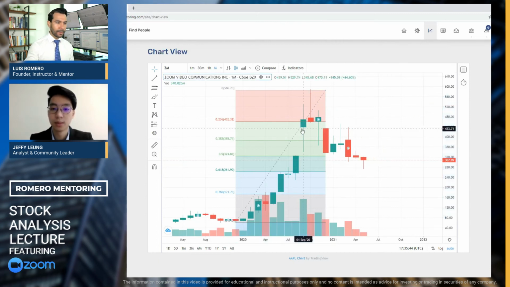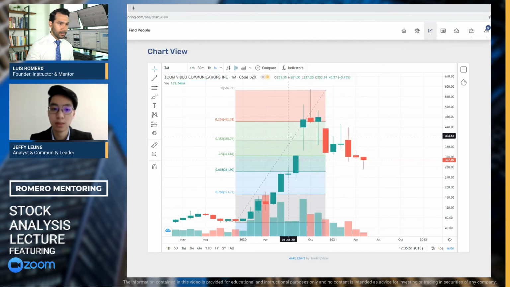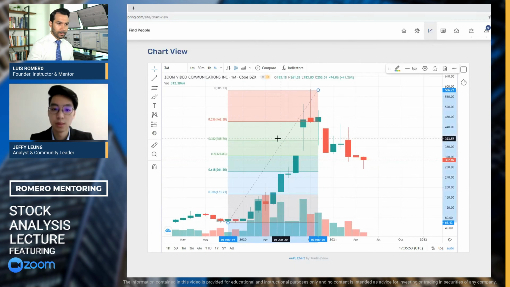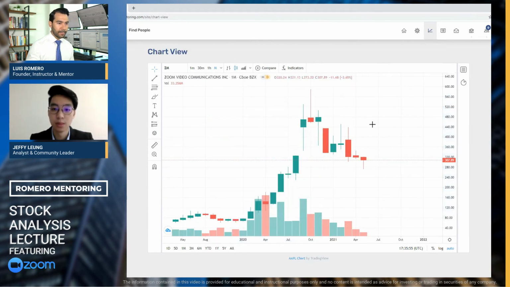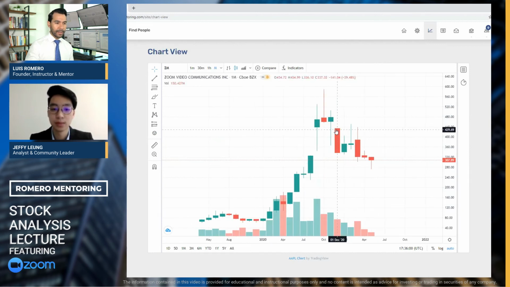Let me remove this just to give me a cleaner chart. Let's see, am I able to remove the Fibonacci? I think I could remove it by clicking here. Yep. And this is a monthly time frame. It looks so much more clear on a monthly time frame.